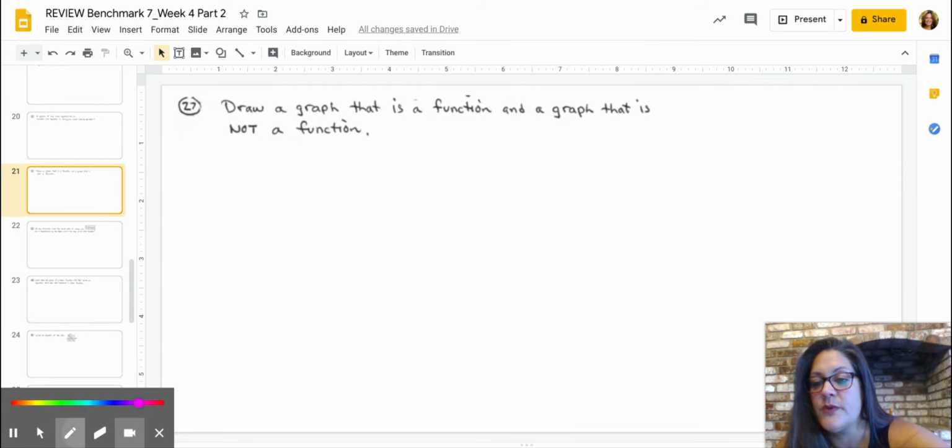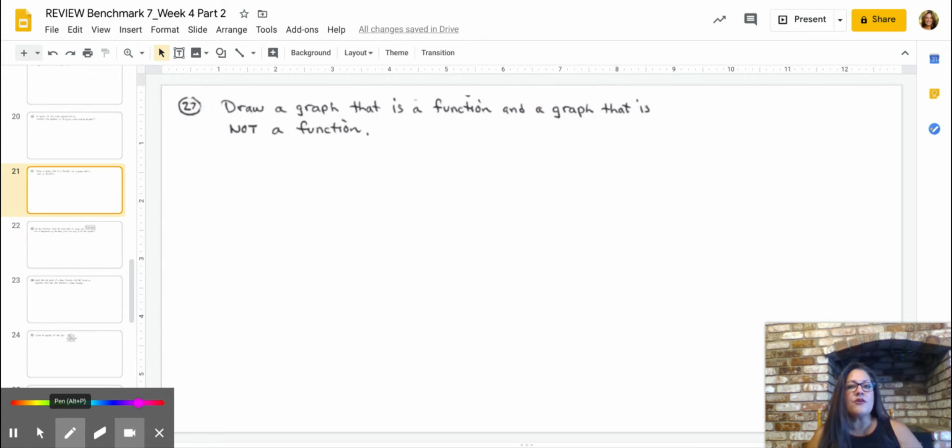Number 27, draw a graph that is a function and a graph that is not a function. Okay, so a function has one output for every input. And with that, you can have a horizontal line that has a slope of 0, but you can never have a vertical line because that means the rise would be infinite, but the run would be 0, and any fraction that has 0 in the denominator is undefined. So that would not be a function.